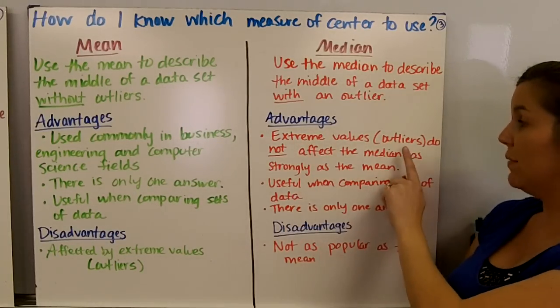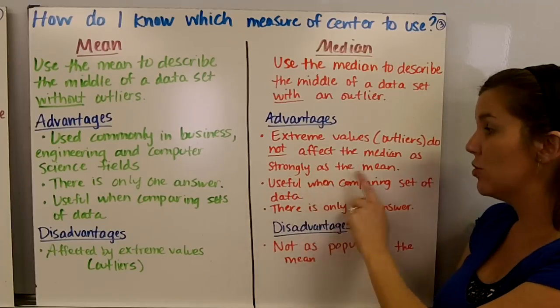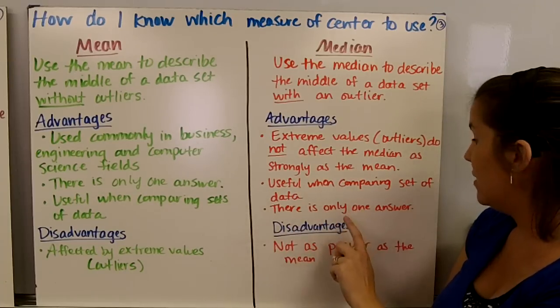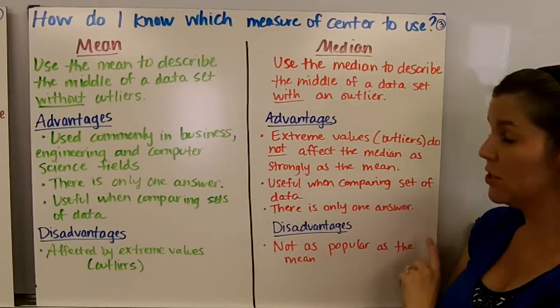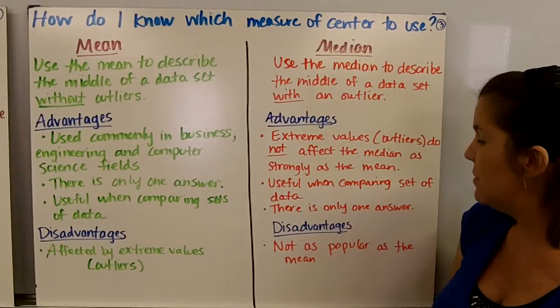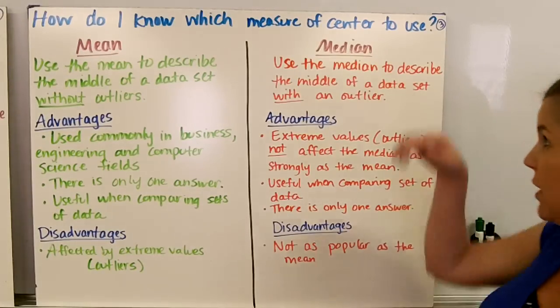Advantages: extreme values, which we call outliers, do not affect the median as strongly as the mean. It's useful when comparing sets of data, and there is only one answer. You can clearly say this number is the middle number, the median. Disadvantages: it's just not as popular as the mean.